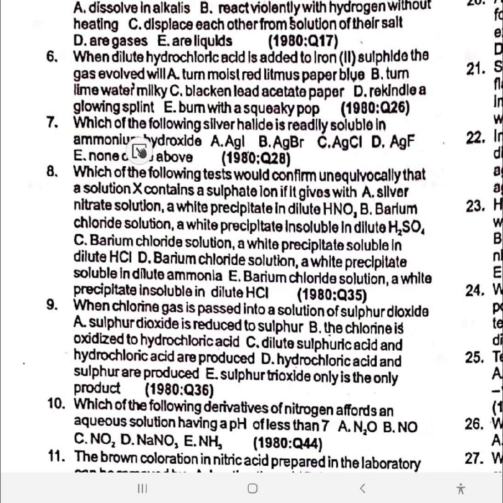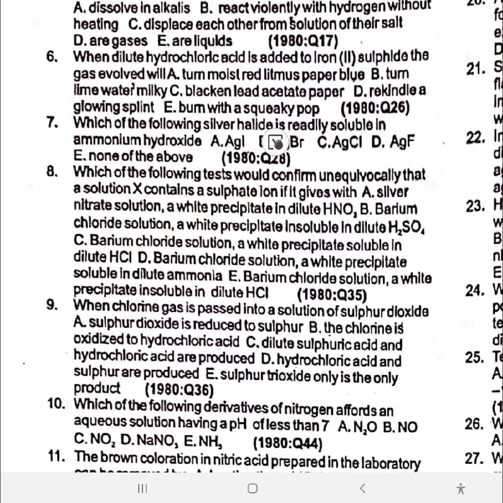Number 7, which of the following tests for hydrogen sulfide? The gas turns lead acetate black. Note, we can also use lead(II) nitrate, or lead nitrate. It will also turn it black. So let's go to number 7.